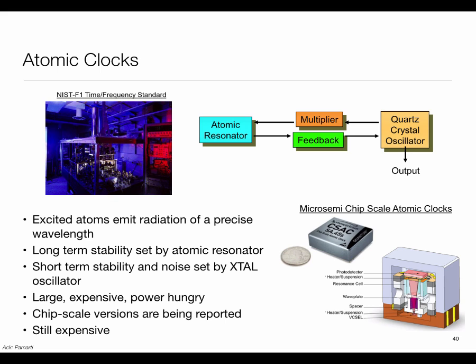So all of that led to so-called chip-scale atomic clocks. You can see how tiny they are. There's a quarter out here. This is a chip-scale atomic clock. The cost, $1,500.